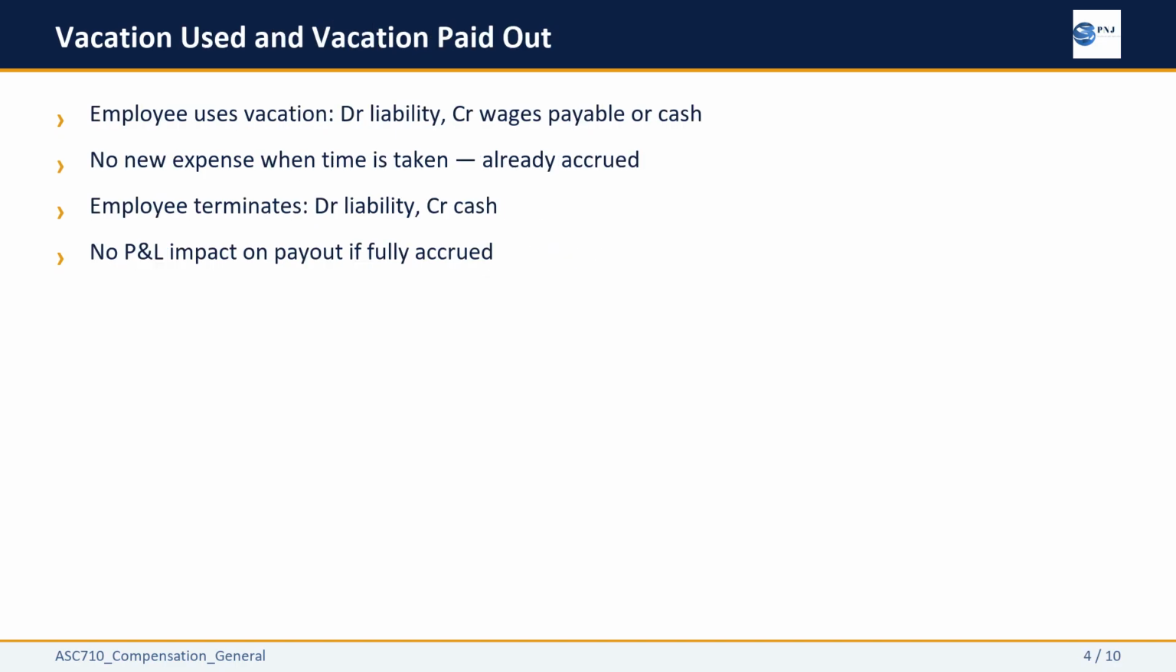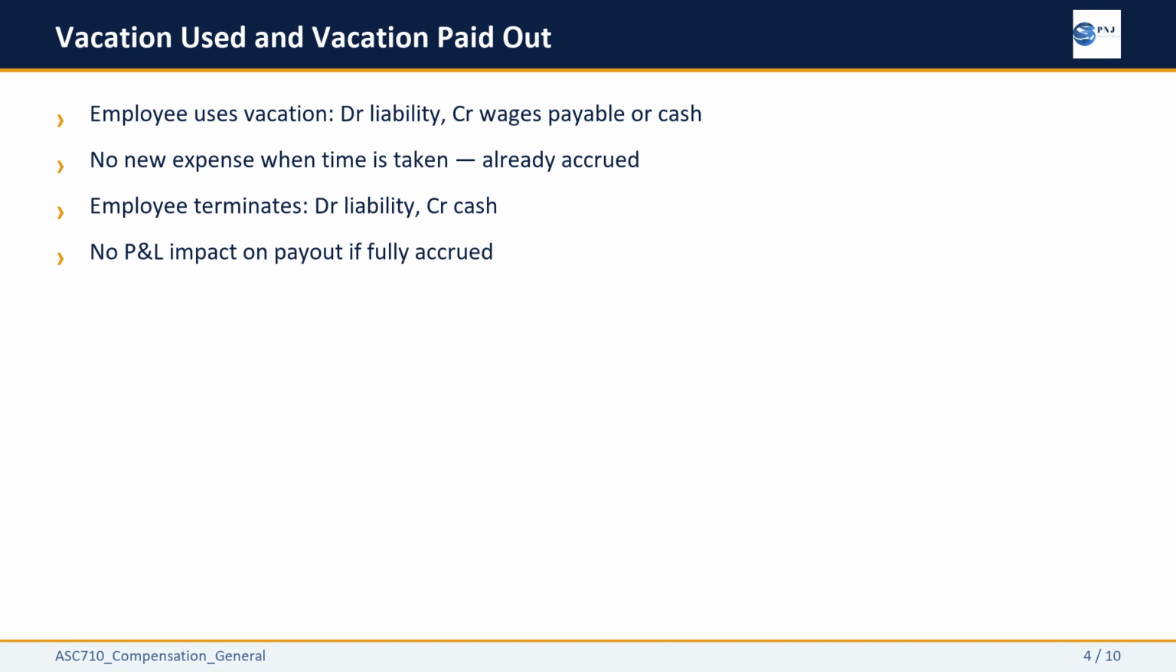When an employee actually takes vacation, the liability is consumed. Debit the accrued vacation liability, credit wages payable or cash. Notice there is no new expense at this point. The expense was already recognized when the vacation was earned. The liability simply converts to a cash payment.